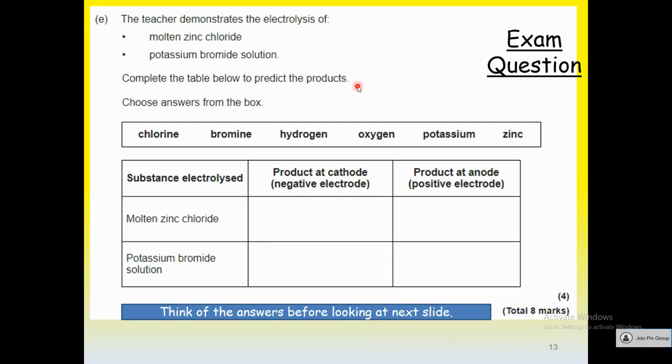Here's an exam question in this area. So we're thinking about electrolysis of molten zinc chloride followed by potassium bromide solution. That will be a solution in water. Complete the table below to predict the products. So you have to choose answers from this box. And you've got the two substances, and you have to say what's produced at the cathode and anode for each of those two things. So have a go at that, pause the video, draw that table in your books, and see if you can get the answers before we look at the next slide.